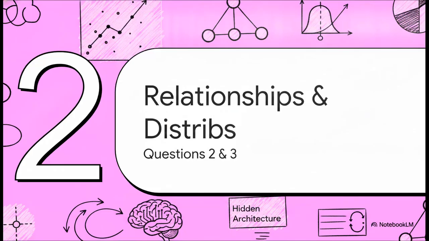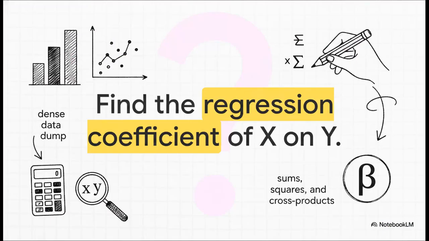Moving right along to section 2, relationships and distributions. This covers questions 2 and 3, where we look at the hidden architecture of our data. Question 2 hits us with a classic dense data dump. You know the type. We have our number of observations, our sums, our squares, and our cross products. And from all this raw material, we're asked to find the regression coefficient of x on y.